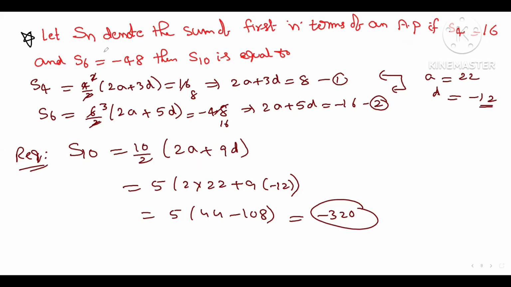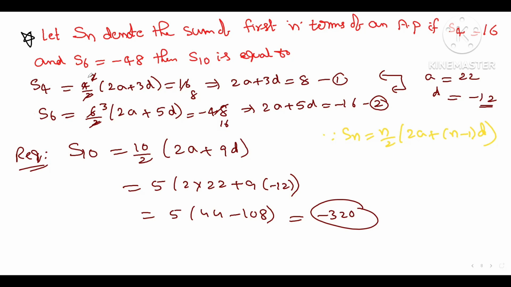Okay, now I am going to explain the next question. In the statement, Sn denotes the sum of the first n terms of an AP, S4 value is given as well as S6 is minus 48, then find out S10. So what is S4? What is the Sn formula? Sn is equal to n by 2 times of 2A plus n minus 1 into D. Okay, now here we should use that formula.